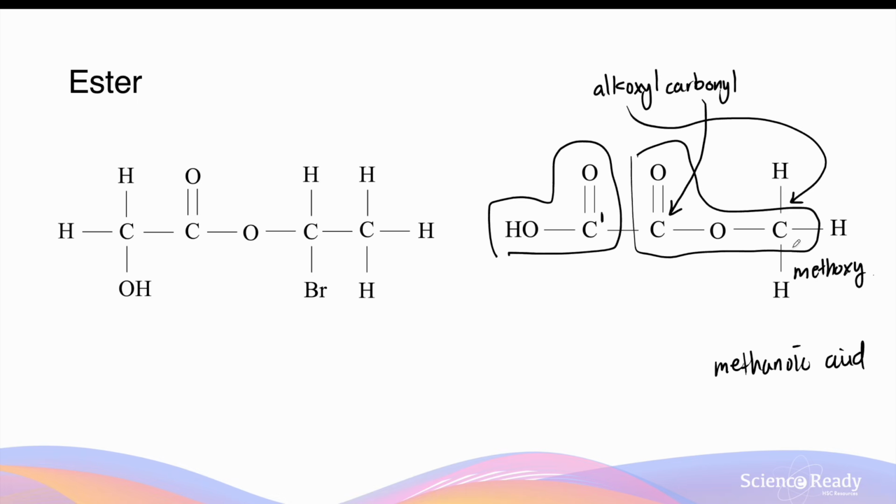The methoxycarbonyl, which is the ester, is bound to the first carbon of the methanoic acid. So we'll name this as methoxycarbonyl methanoic acid. We do not need to number the methoxycarbonyl because there's only one carbon on the methanoic acid. If there were more carbon atoms, you would need to write a number in front of the ester branch.